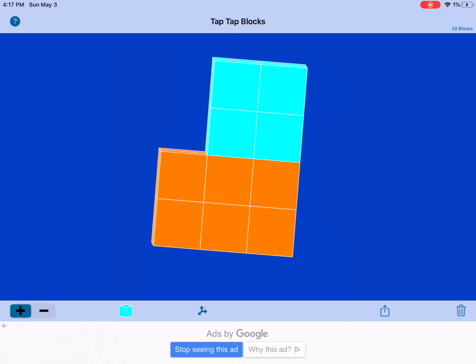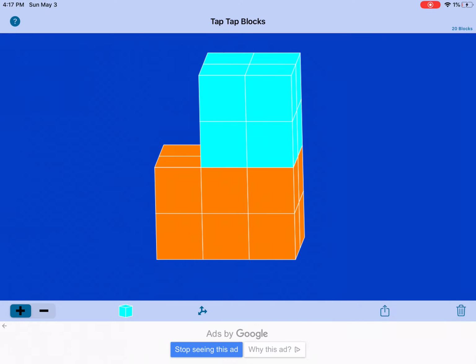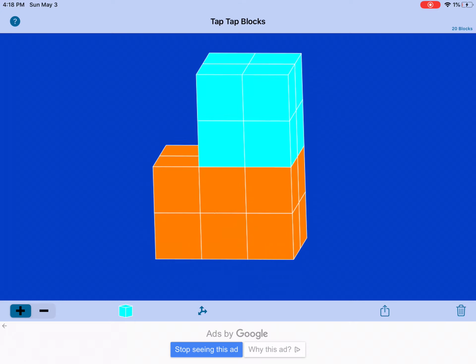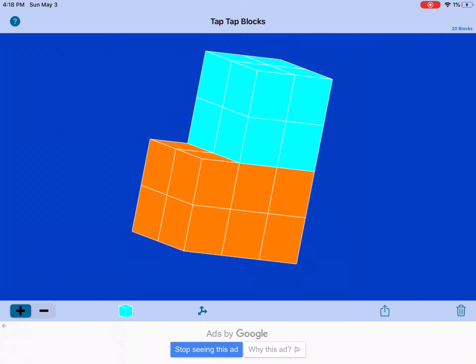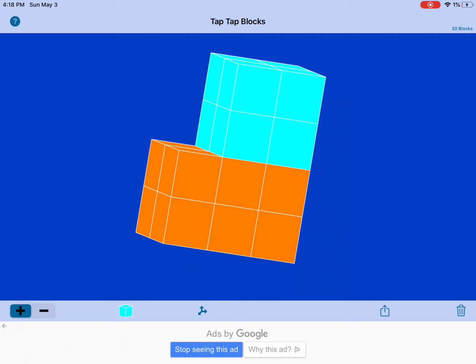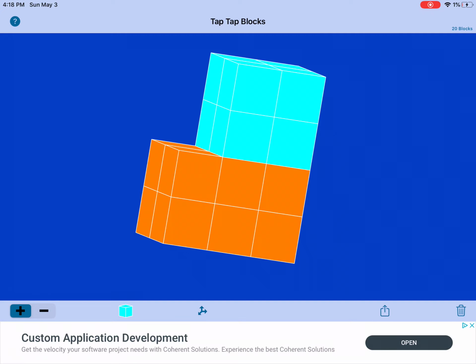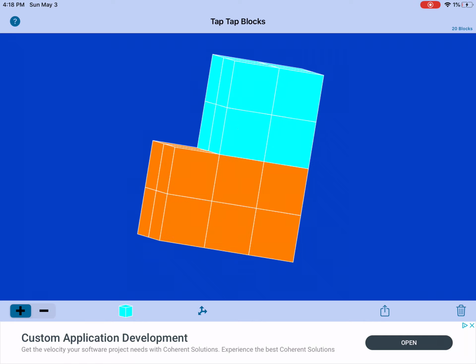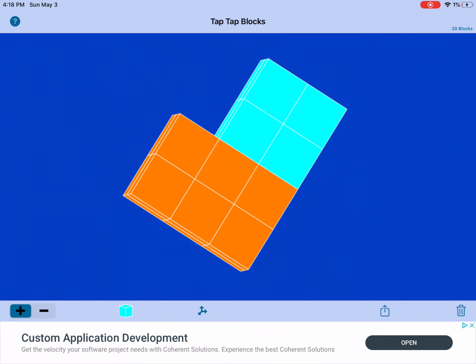And then how can we find the volume of this new structure that I just built? How can we find this volume? Think about it. Yeah, good. You can count all of the blocks all together. If you had actual blocks, you could just separate them and count all the blocks. Also, you could find the volume of the orange, find the volume of the teal, and then add them together.